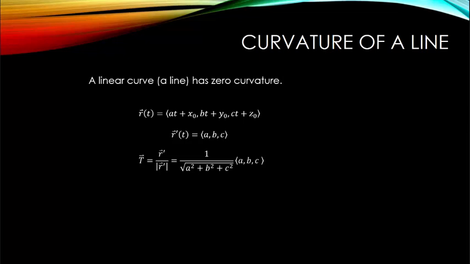I have to take the derivative of the unit tangent vector to determine what the curvature is. So the derivative with respect to t of the unit tangent vector gives me the 0 vector, or the components 0, 0, 0. My curvature, kappa of t, is given by 1 over the square root of a squared plus b squared plus c squared times the derivative with respect to t of capital T, which in this case is just 0, and this gives me a curvature of 0.